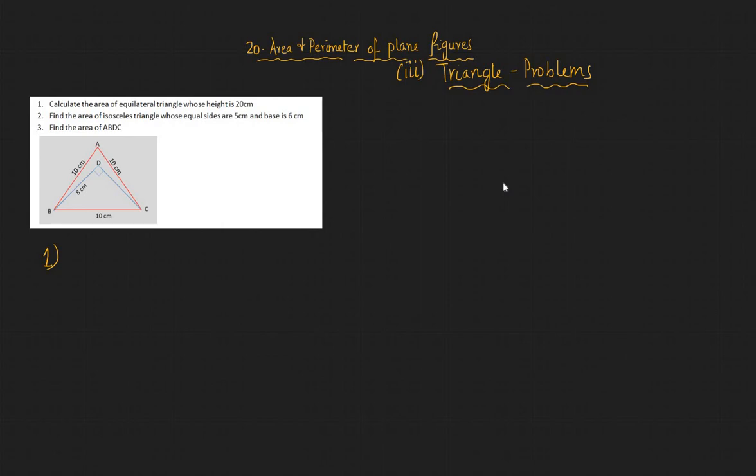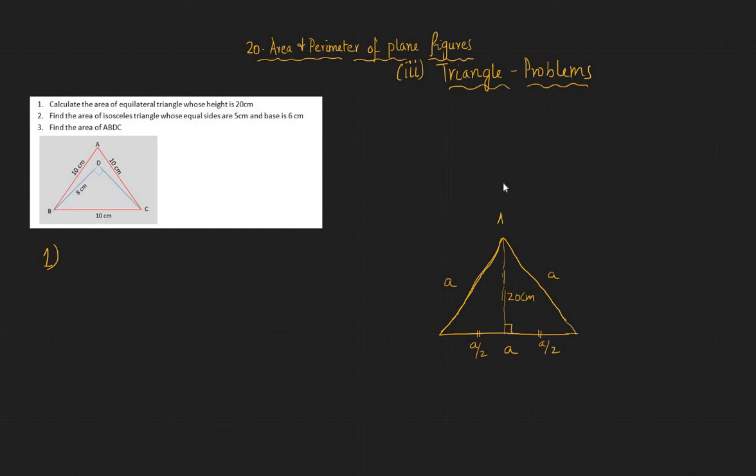So the first one is: calculate the area of an equilateral triangle whose height is 20 centimeters. All these problems require you to use some ideas on properties of triangles. You know that equilateral triangle means all sides are equal, and given that your height is 20, you also know that in an equilateral triangle the perpendicular is actually the median. So one side would be a by 2 and the other side would be a by 2.